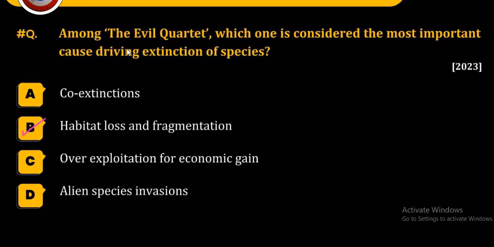Next question. Among the evil quartet, which one is considered the most important cause driving extinction of species? Co-extinction, habitat loss and fragmentation, overexploitation for economic gain, alien species invasion. Option B is correct. Habitat loss and fragmentation.